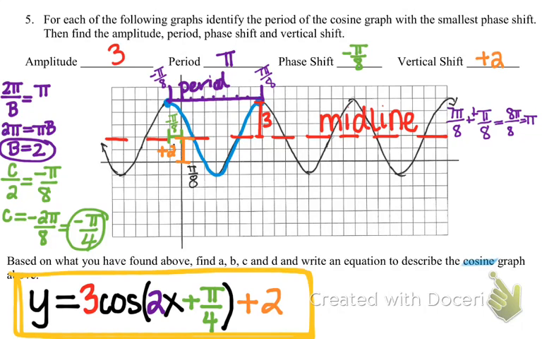Just remember that since our phase shift went left, our phase shift is represented negatively, but once you plug a negative into our equation, we get a positive inside the parentheses. Okay, and that is our equation for cosine, so we are done.